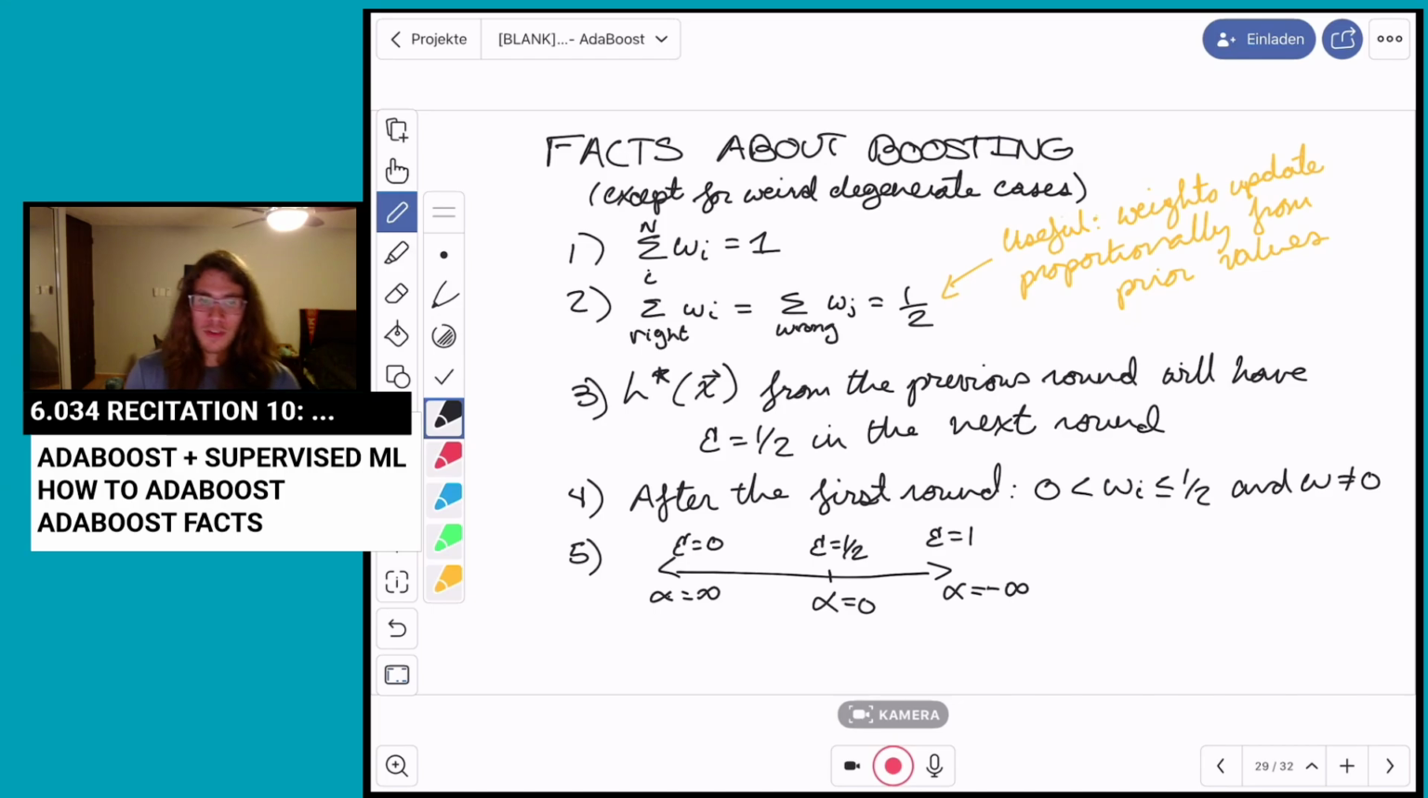Okay. So these are the 5 most basic facts. The coming facts start getting out of the scope of 6034, but I think they're really interesting and really cool. Some of them are useful to know, so I'll discuss them anyway.